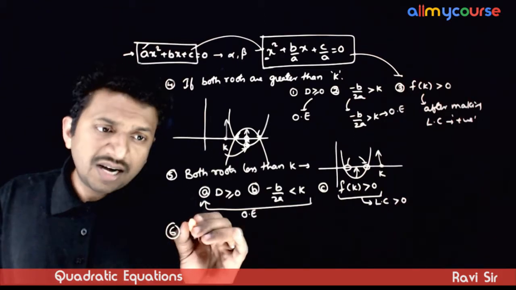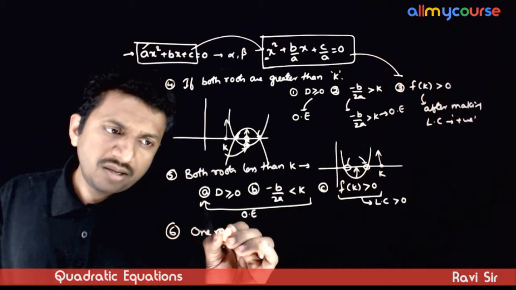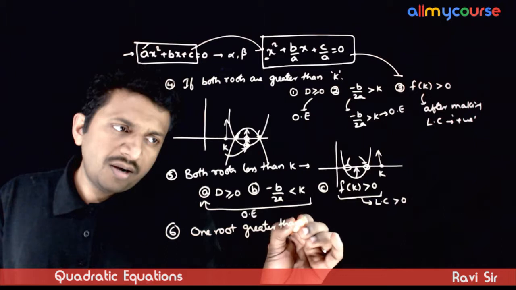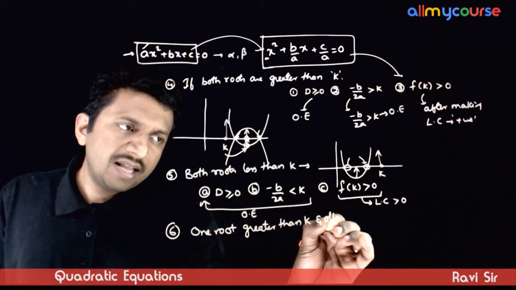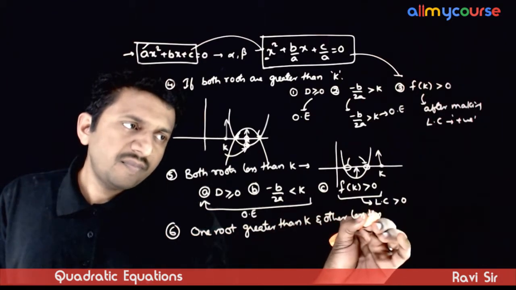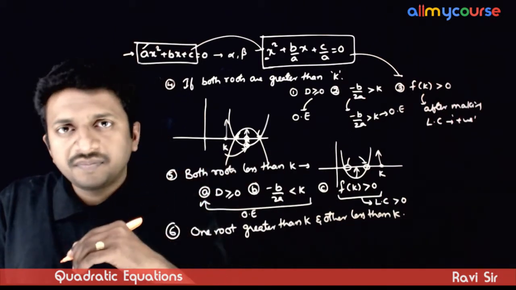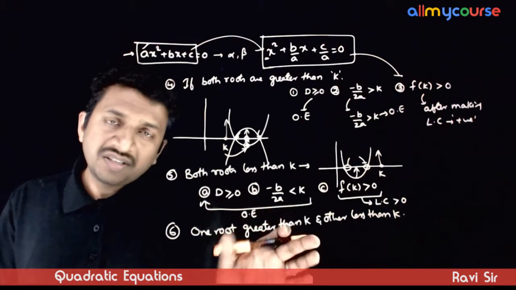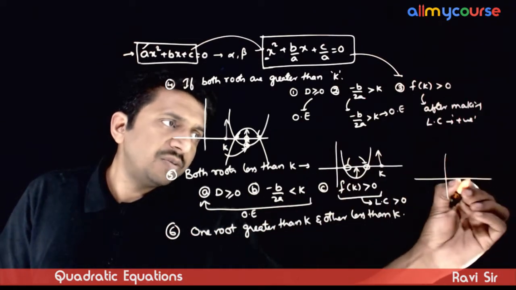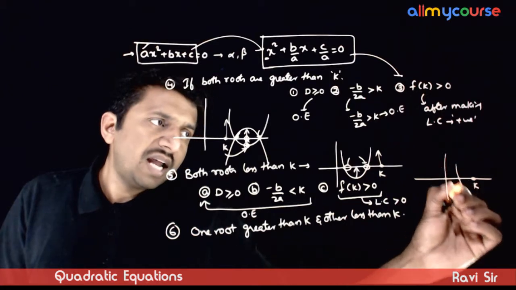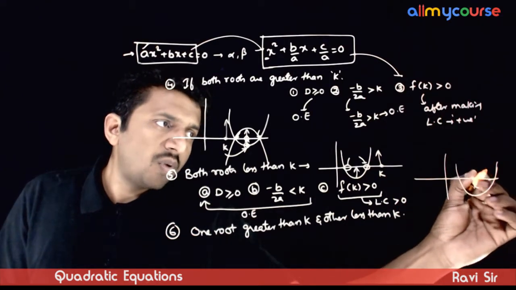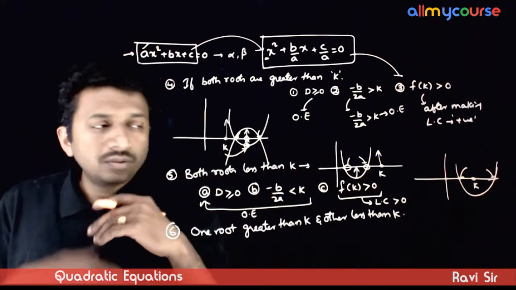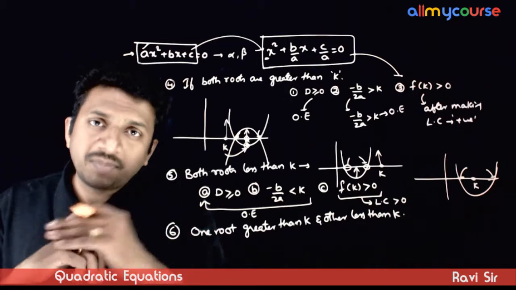Next, the related condition is one root greater than k, and the other less than k. So what are the conditions which ensure this? If this has to happen, then the graph has to be like this. If this is k, the graph has to be like this. I said one root is after k, the other root is before k. So what is the condition which ensures that this happens?